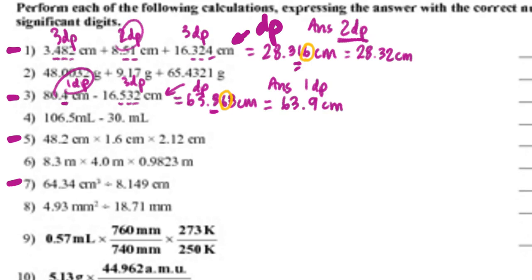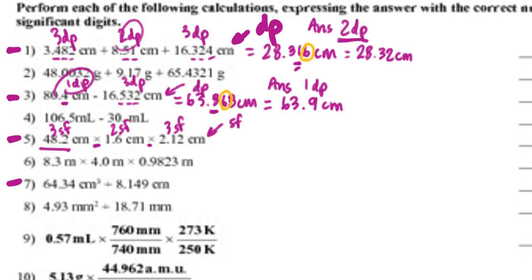Here I'm multiplying, right? So since I'm multiplying, now I'm going to track the number of significant figures. 48.2, okay, well that's 3 non-zero digits. So that's 3 significant figures. 1.6 centimeters. Well, 1 and 6 are both non-zero digits, so that's 2 significant figures. And then 2.12. Well, 2, 1, and 2 are all non-zero digits, so that's 3 significant figures.